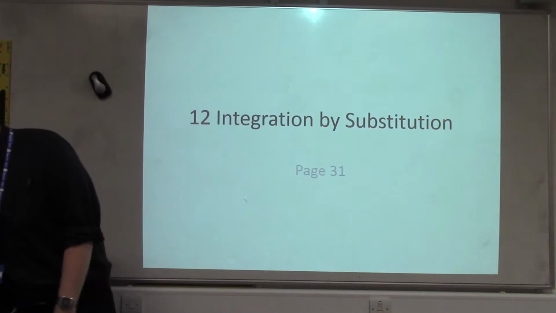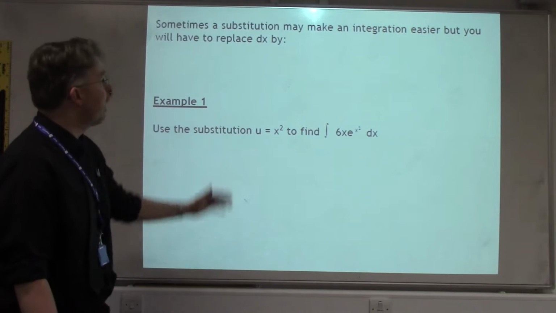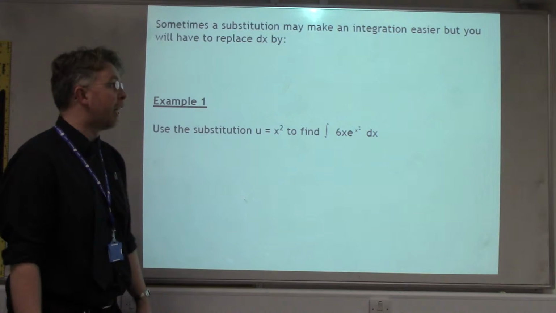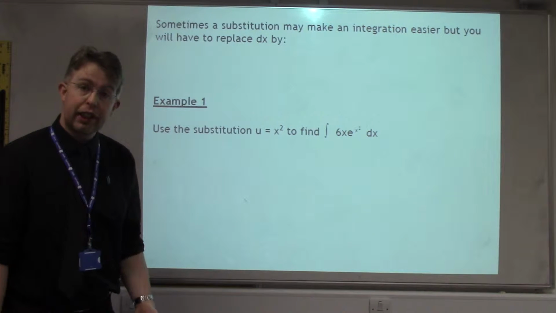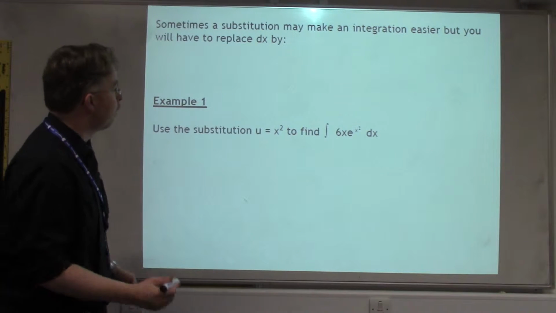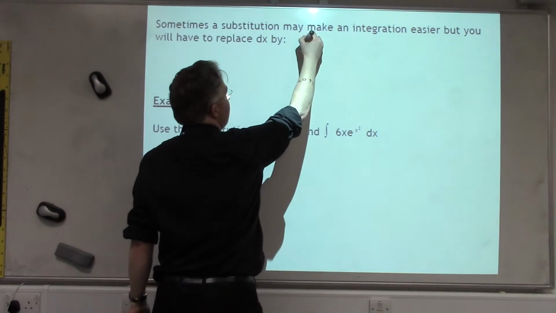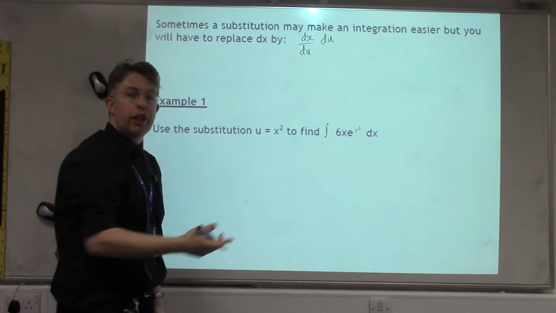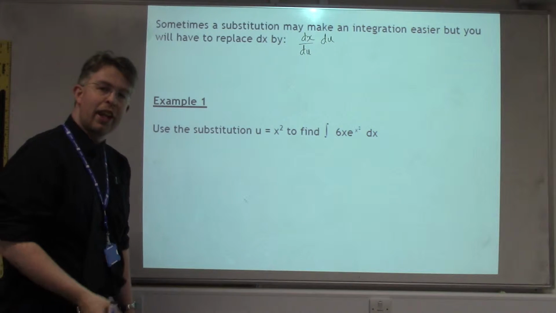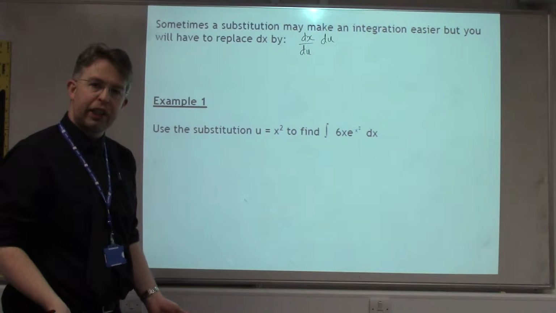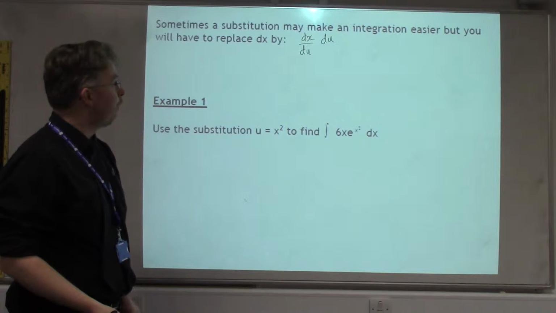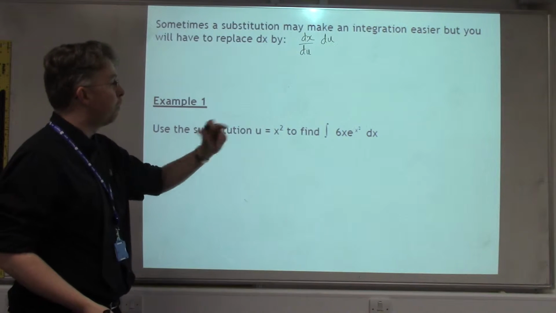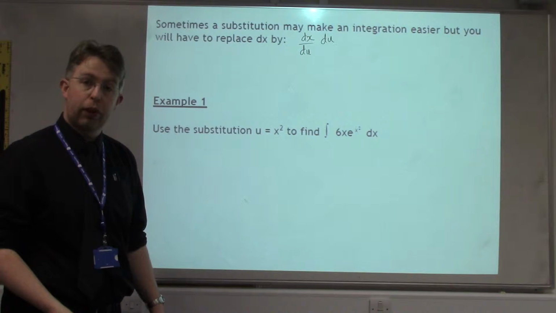So, page 31. Sometimes substitution makes integration easier, but you will have to replace the dx as well as the normal function. So you would replace dx with dx by du. Now it looks like the du's would cancel, leaving you a dx. Actually, what's happening is more complicated than that, but it's a useful thing to think in terms of making sure that you set up the equations correctly.